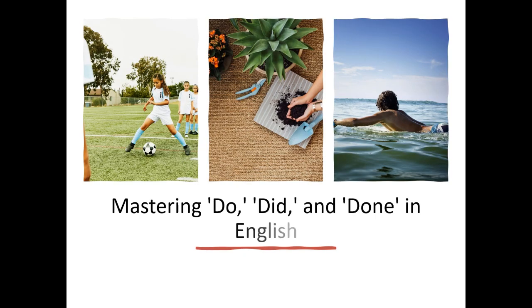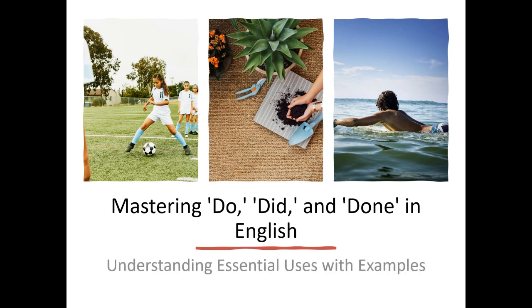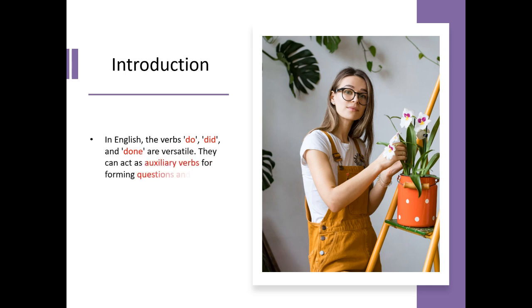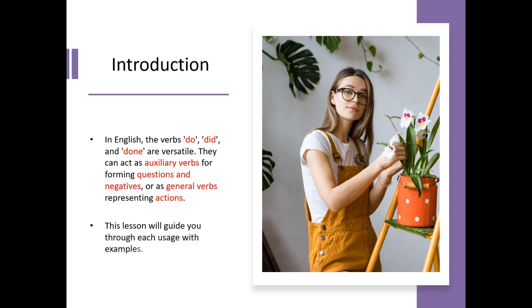Mastering do, did, and done in English. Understanding essential uses with examples. Introduction. In English, the verbs do, did, and done are versatile. They can act as auxiliary verbs for forming questions and negatives, or as general verbs representing actions. This lesson will guide you through each usage with examples.